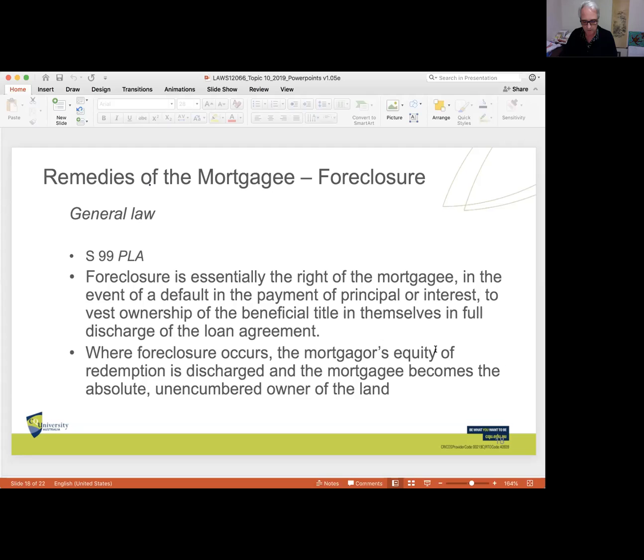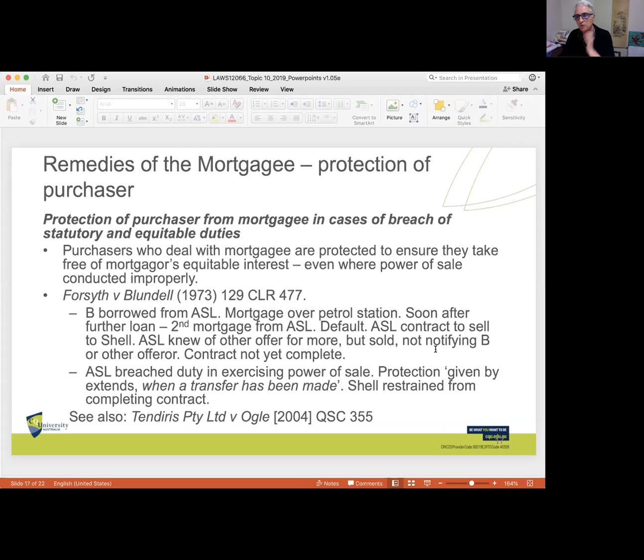I'll just go back to Forsyth and Blundell for a moment. I just want to point out that on page 1145 of your casebook, there's a comment made in regard to the Forsyth case. So as Forsyth and Blundell demonstrates, the court will set aside an improper sale, notwithstanding that the purchaser entered into the contract without notice of the improper exercise of the power. In the absence of statutory protection, the position of the purchaser who does not have notice of the impropriety until after completion of the sale is not improved.